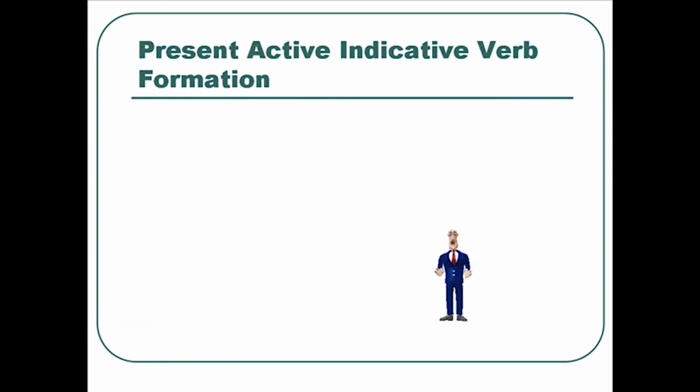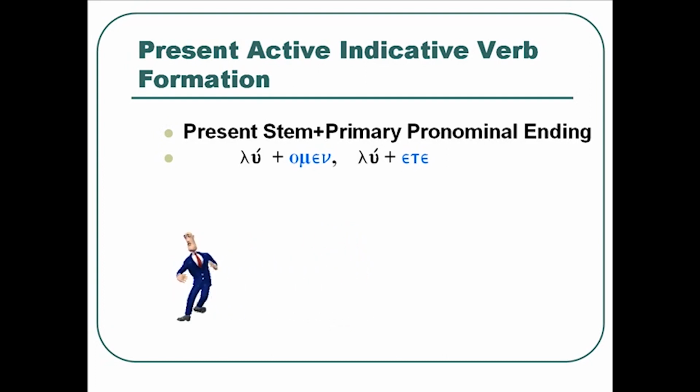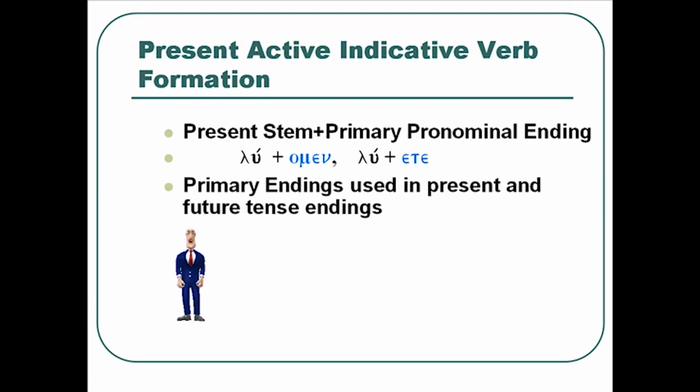All right, here's how you actually build a present tense form verb. First of all, there's a present stem. In this case, it's lu. Then you add to the present stem a primary pronominal ending. In this case, it's omen. The pronominal ending will indicate whether it's first person, second person, or third person. And so there's a stem plus the primary pronominal ending.